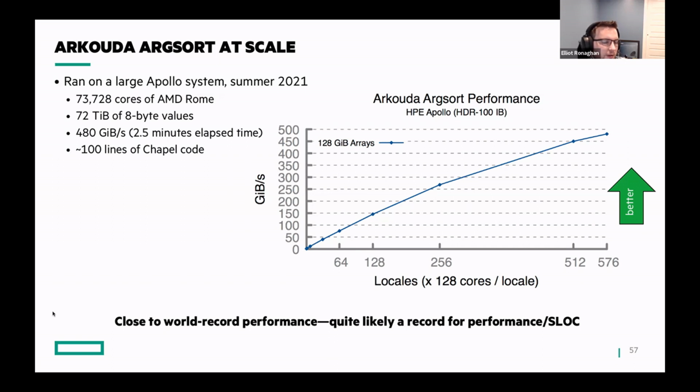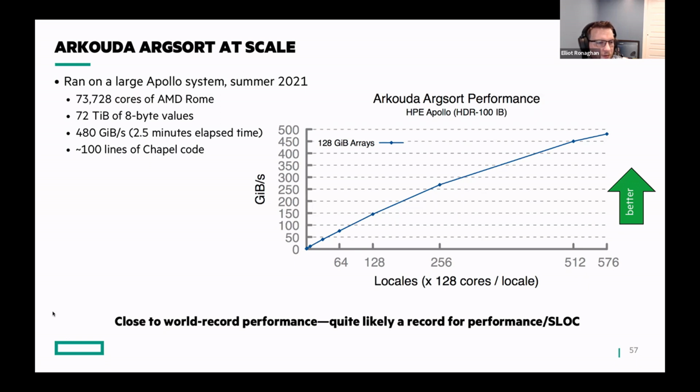This is operating on 128 gigabyte arrays per node. And this is up to 576 nodes, which I think is around 74,000 cores. And so the 128 gigs on all of those nodes, I think is a total of 72 terabytes of data. And with Arkouda, they're able to sort this in 2.5 minutes for an effective rate of 480 gigs a second.